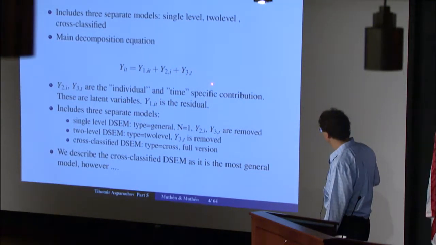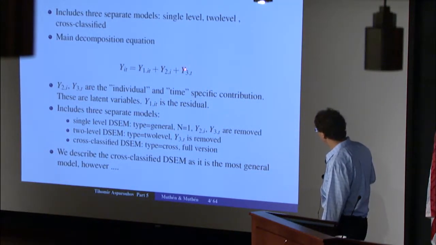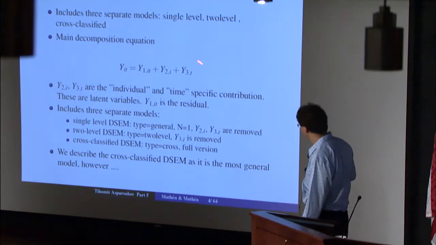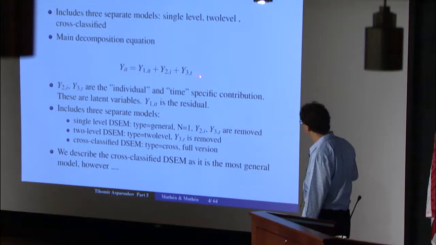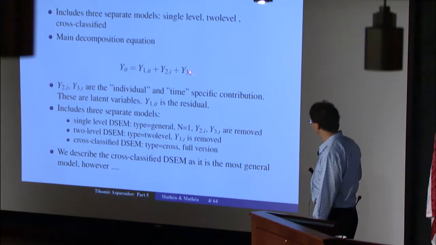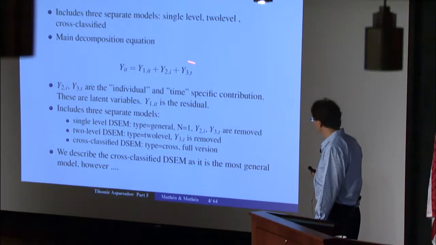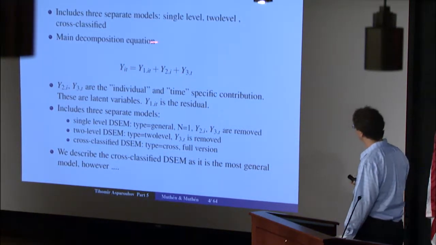This is the cross-classified model, and the 2-level and the single-level DSEM models are basically special cases of this. If you remove the time-specific component, then you get the 2-level model. If you remove both the time-specific and the individual-specific component, then you get a single-level model. The cross-classified is the whole version.